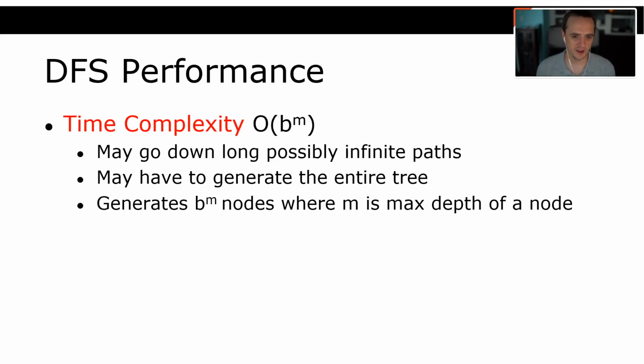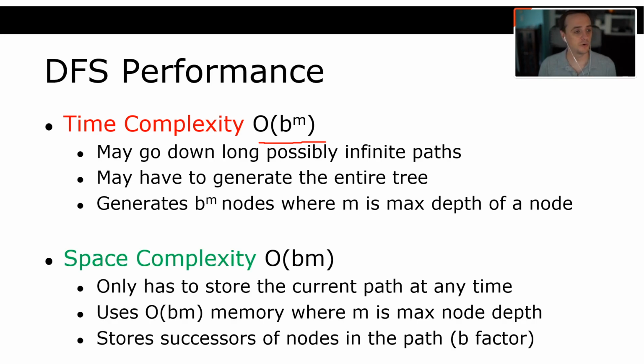Its time complexity is bad. So it may go down infinitely long paths. So if M is the max depth of a solution node, then possibly our worst case time complexity is B to the power of M. It's way worse than B to the power of D, where D is the first solution, okay? Its time complexity is horrendous, but its space complexity is awesome, right? Because we're only storing this one path down the tree. So it's B times M, not B to the power of M.